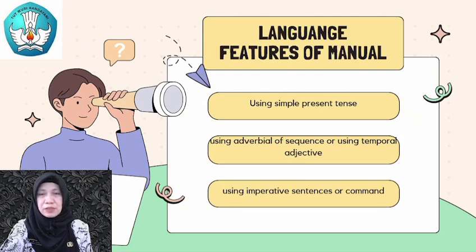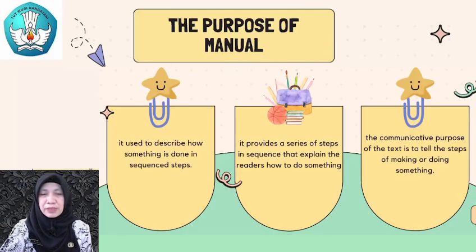About the language features of manual procedure text. The first is using simple present. Second, using adverbial of sequence or using temporal adjective. And third, using imperative sentences or commands.